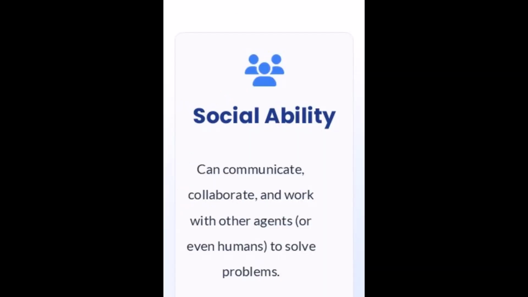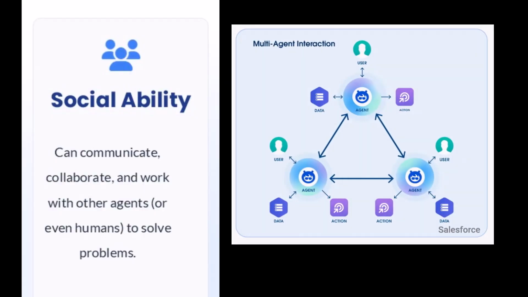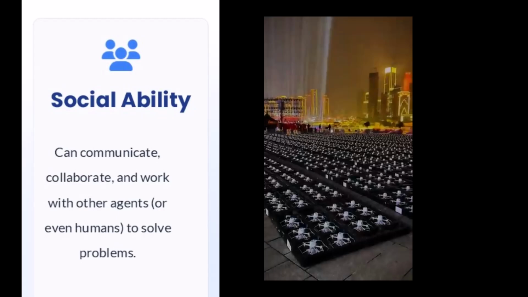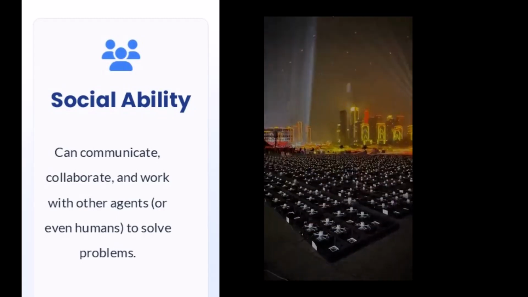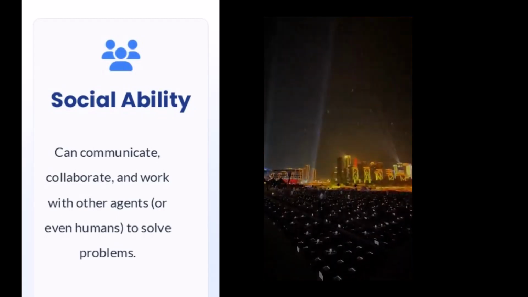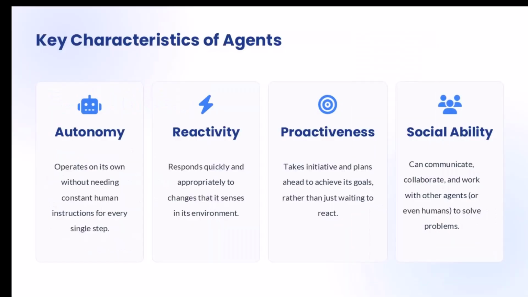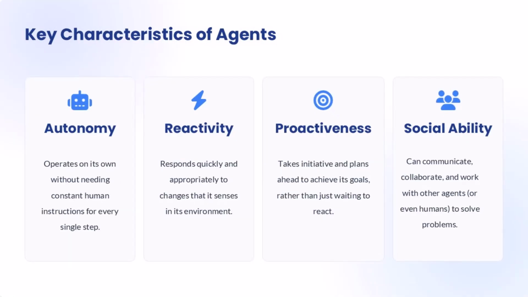And then lastly, the fourth characteristic is social ability. Not all agents have this, but social agents can communicate and collaborate with other agents or humans. So think of a swarm of delivery drones coordinating their routes to avoid mid-air collisions. They work together to solve a shared problem. So a great agent combines all four. It works autonomously, it reacts to immediate dangers, it plans proactively for the future, and it can work with others. These characteristics dictate how complex and helpful any AI system will be.